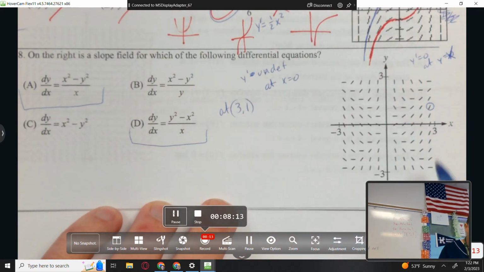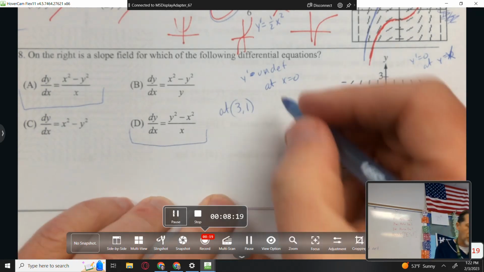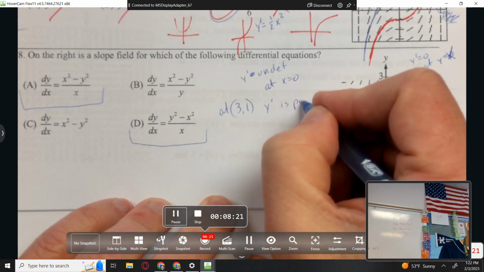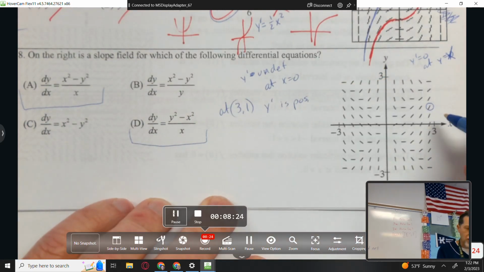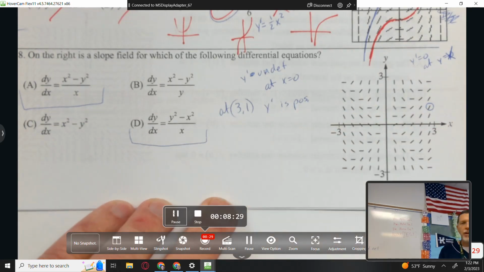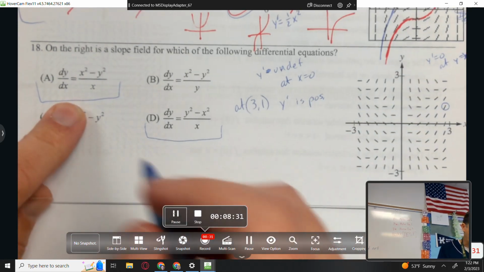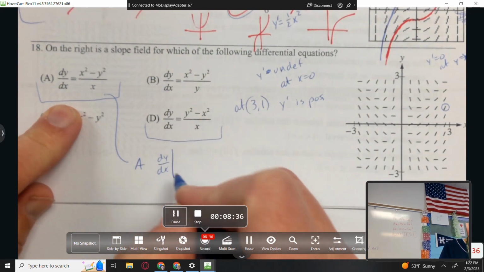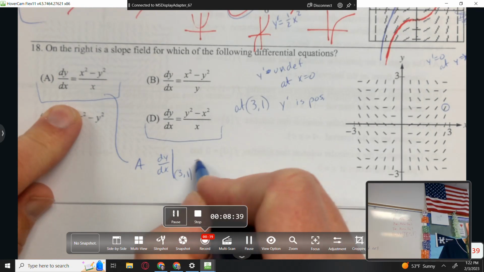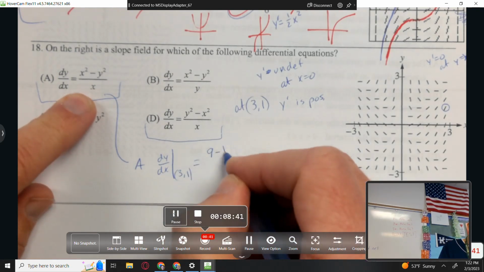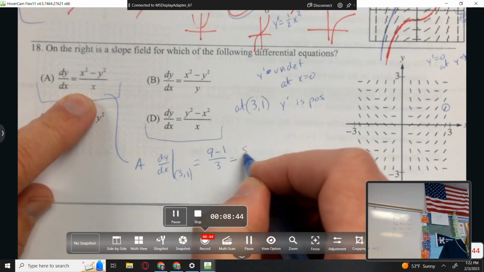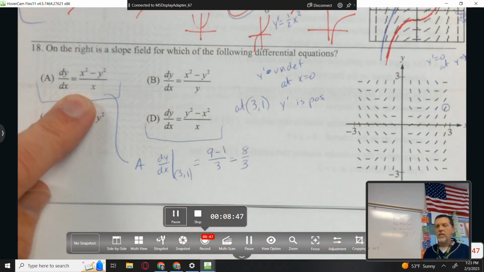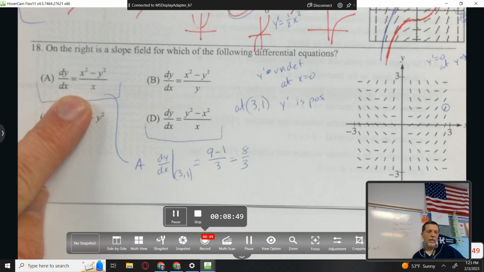3, 1. I think my slope is positive for sure. And I'd say it looks greater than 1. That looks maybe 2. I don't know. It's positive, maybe greater than 1. Let's see what happens. For answer choice A, dy/dx at 3, 1, 9 minus 1 over 3 would be 8/3. Okay, that's reasonable for what that looks like.